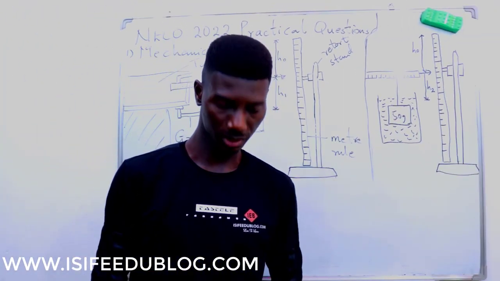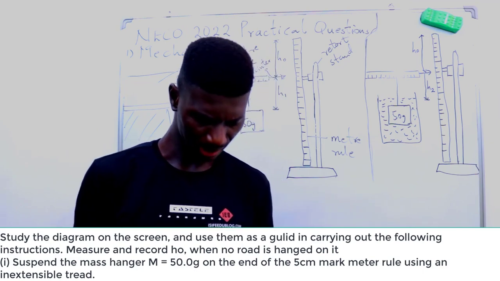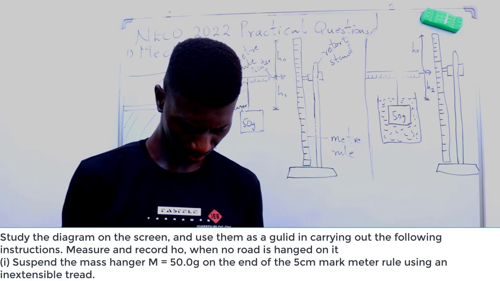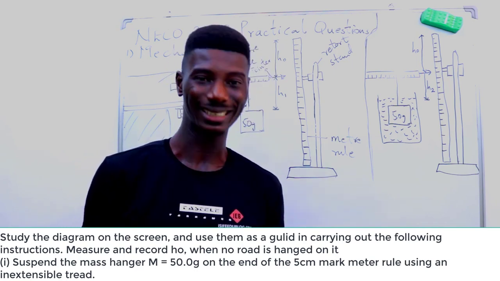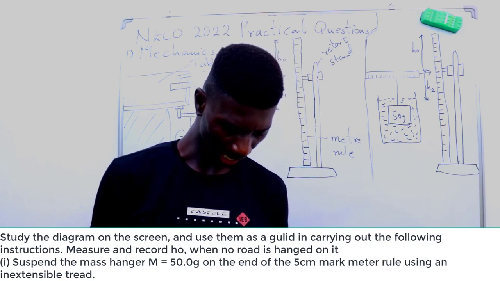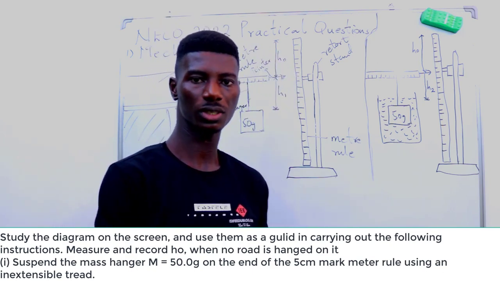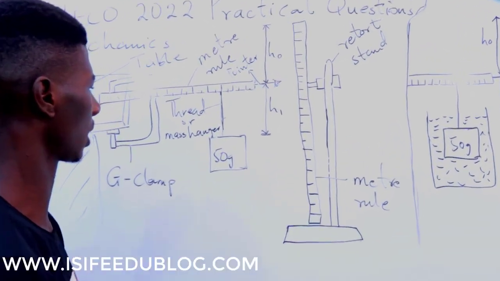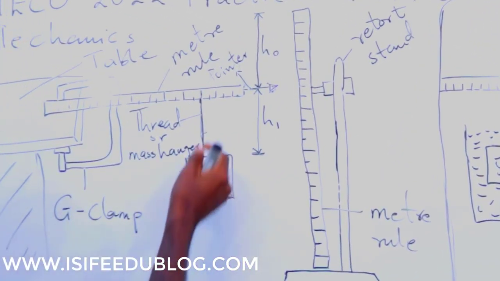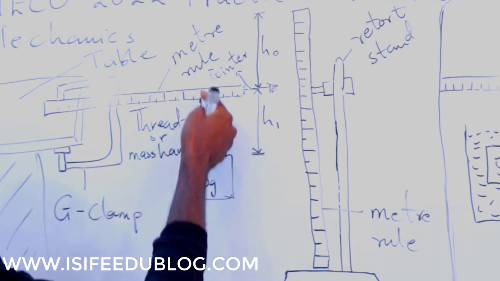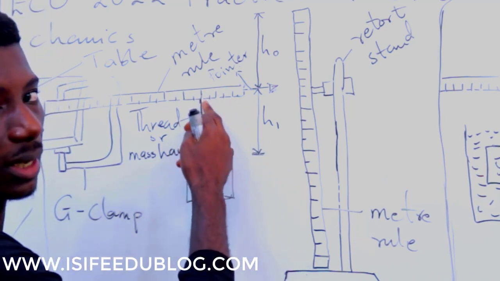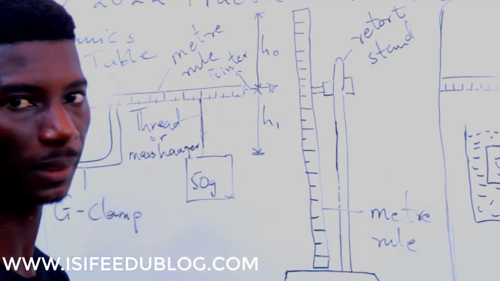Now, the next question says, suspend the mass hanger, M equals 50.0 grams, on the 5 cm mark of the meter rule using an inextensible thread, or they can say using the mass hanger. So what they are trying to say is, for the first practical, use your 50 grams mass and hang it exactly at the 5 cm mark. Now they may change it in the hall. Instead of 5 cm, they may say 10 cm. It does not change anything.